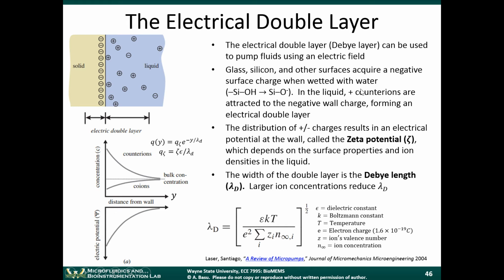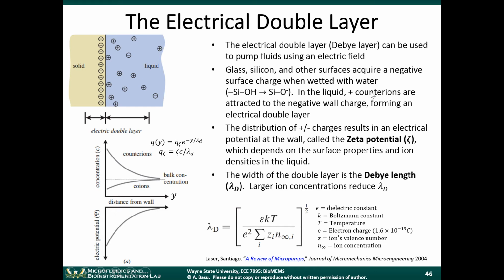So let's say you have a glass microchannel or a silicon microchannel. When you fill that channel with a liquid, with your sample, you're going to generate something called an electrical double layer. This can be used for pumping. It can also be used in chemical separations. The electrical double layer is called the Debye layer.